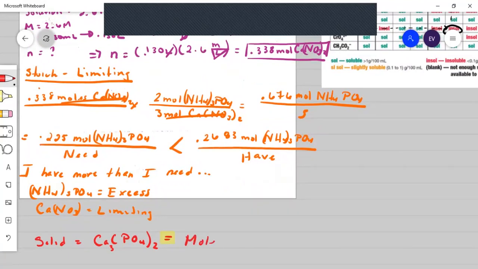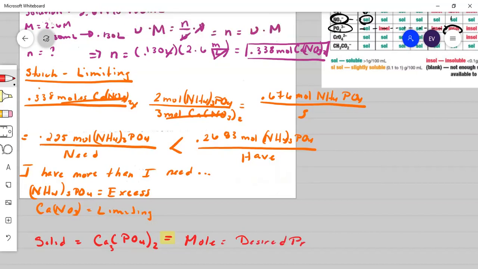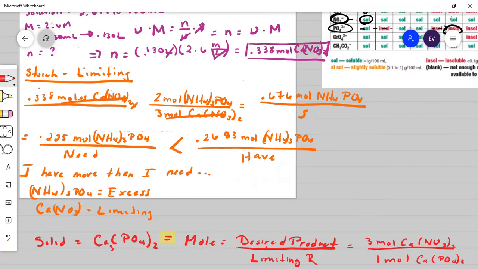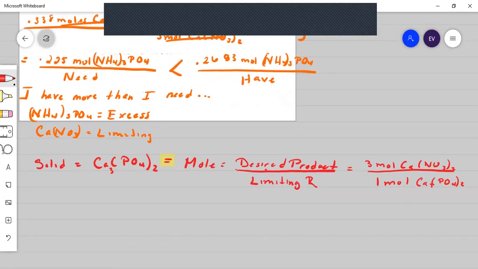So the mole ratio is going to be the mole ratio from the desired product, and the product can be any one, it doesn't have to be the solid. In this case, that's what I'm looking for. So from the desired product to the limiting reactant. That mole ratio is going to be 3 moles of calcium nitrate. For every 3 moles of calcium nitrate that is used or consumed, 1 mole of calcium phosphate forms. And that's the mole ratio. Using that mole ratio, we're going to be able to calculate how much is formed.